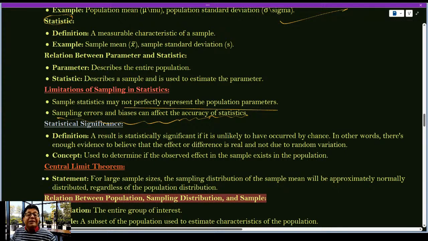So, when you are going to check whether something is statistically significant or not, there will be evidence to believe that the effect or difference is real and not due to chance.